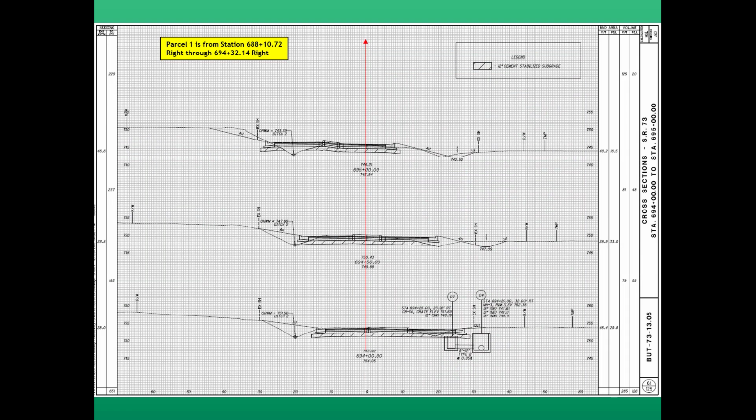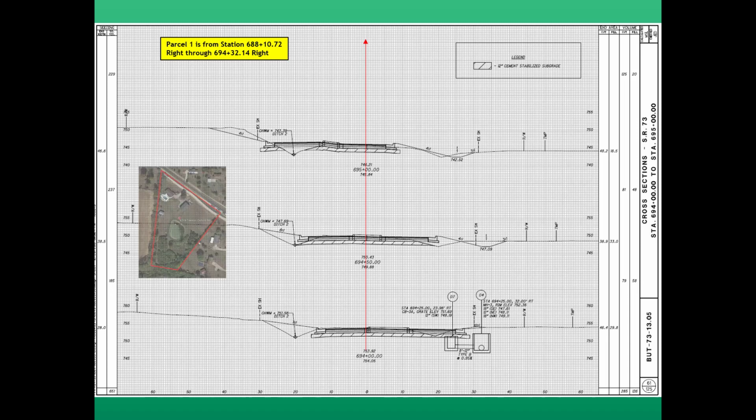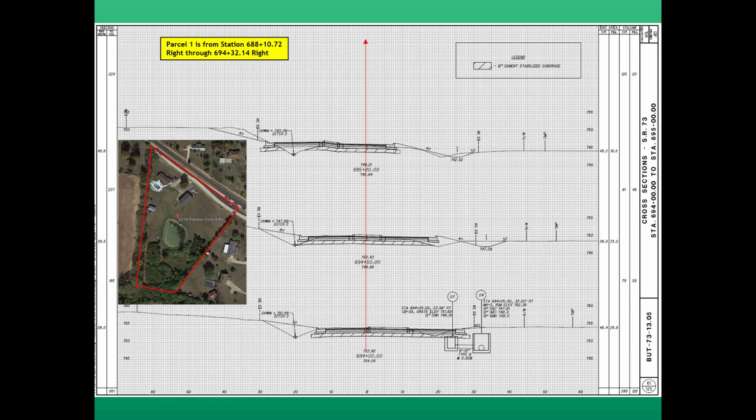Next set of cross sections. Remember that Parcel 1 stops at 694 plus 32.14, indicated up at the top, highlighted in yellow. So in the bottom of these cross sections, you can see 694 plus 00. Directional arrow on the aerial shows where we're looking at on the property. The dotted red arrow shows the existing right-of-way line. Solid red arrow shows the new right-of-way line, followed by blue arrows showing us the temporary at this location.